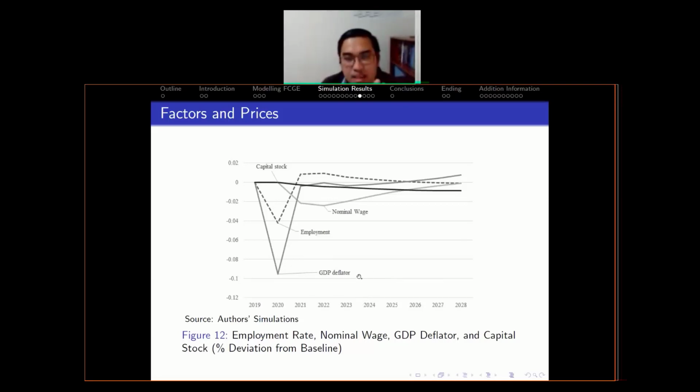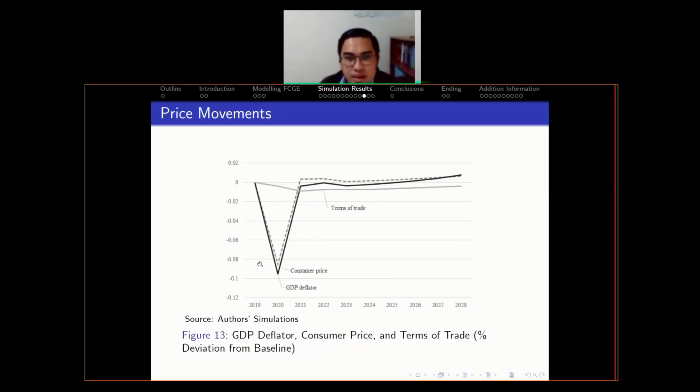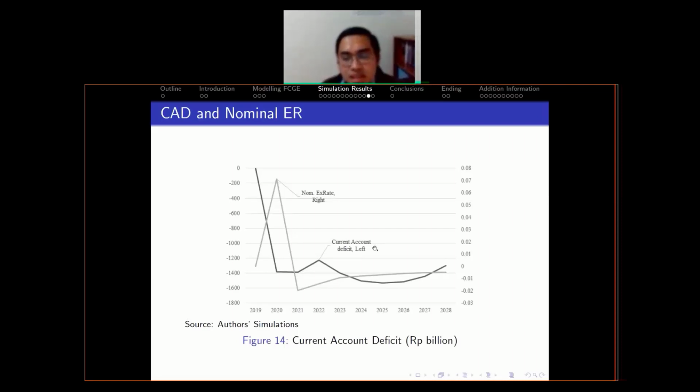As the producer wage decreases, there is nominal rigidity in the model in the first year. So producers need to reduce their factors, but they're constrained by the fixed capital stock in the short run. So they have to decrease employment by more in the policy year. All right, this is the price that I mentioned before. And also, as the terms of trade decrease, there is an improvement in the current account deficit. It means less foreign financing requirement, and as a result the nominal exchange rate appreciates.